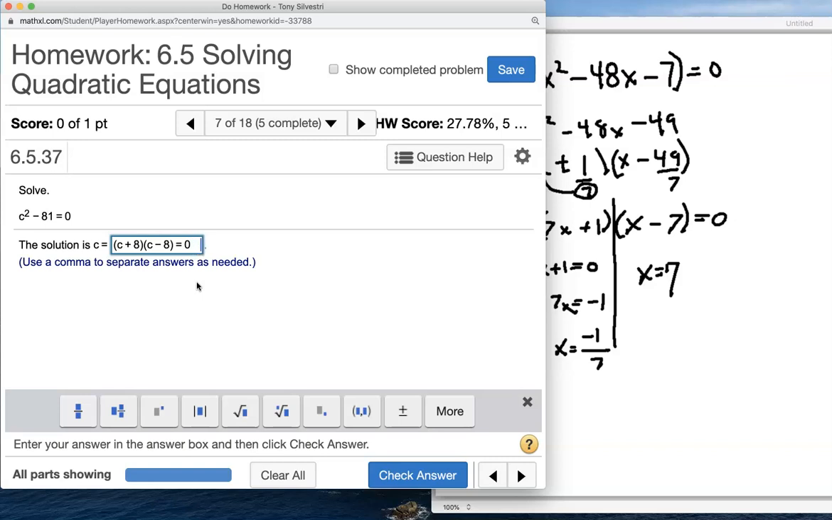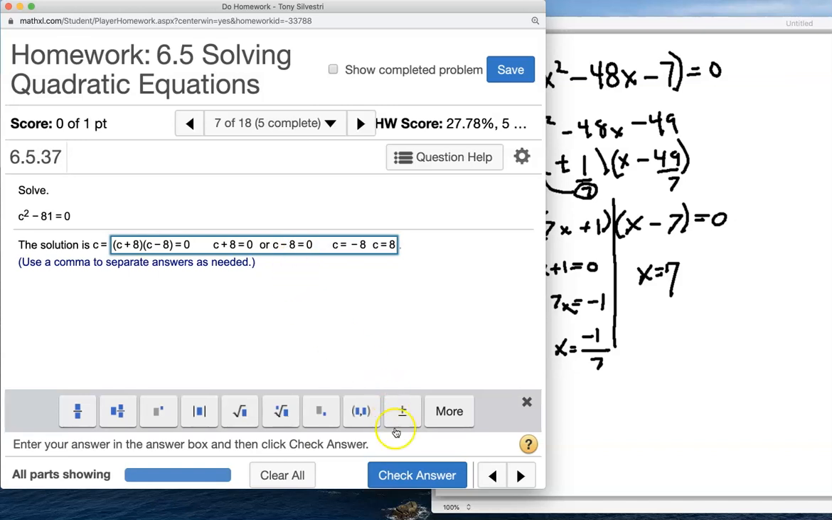Okay? Now, I factored it. And now what you're going to do next is set your factors equal to 0, which means that c plus 8 equals 0, or c minus 8 equals 0, which leaves you with c equals 8. Actually, minus 8. This first one is minus 8. And c equals positive 8 for the second one. Okay? That doesn't require much effort, really.